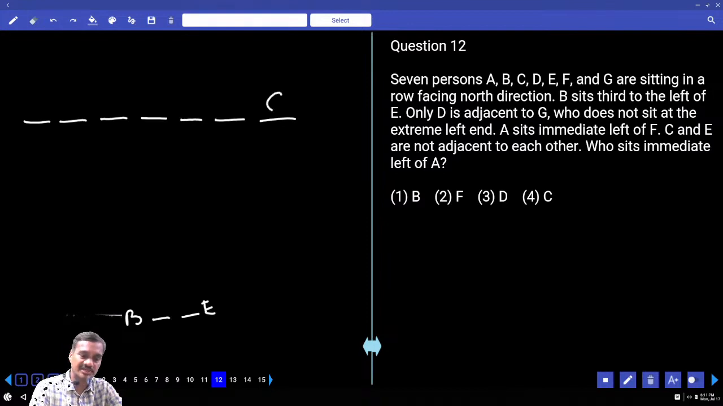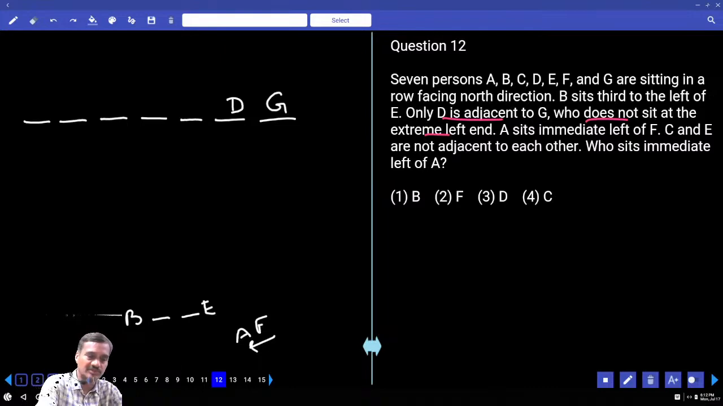And G cannot be at the extreme left hand. Then G must be at the extreme right. And only D is adjacent to G. G must be at the corner. If G is at the corner and D is here, and A sits immediate left of F, A is to the immediate left of F, C and E are not adjacent to each other.